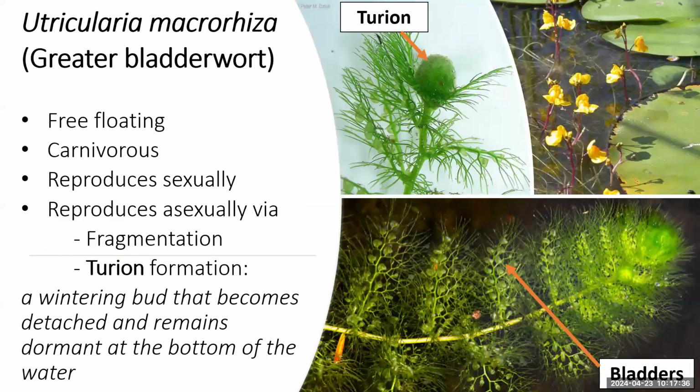This is the most common, greater bladderwort, Utricularia macrorhiza, used to be called Utricularia vulgaris. This is usually free floating. It can be down by the substrate, but you just never know what you're going to get with this one. It is carnivorous, as I said. It can reproduce sexually or asexually by producing these neat turions. Always fun when you see one with a turion. A turion is a wintering bud that becomes detached and remains dormant at the bottom of the water, and then it'll germinate the following year.